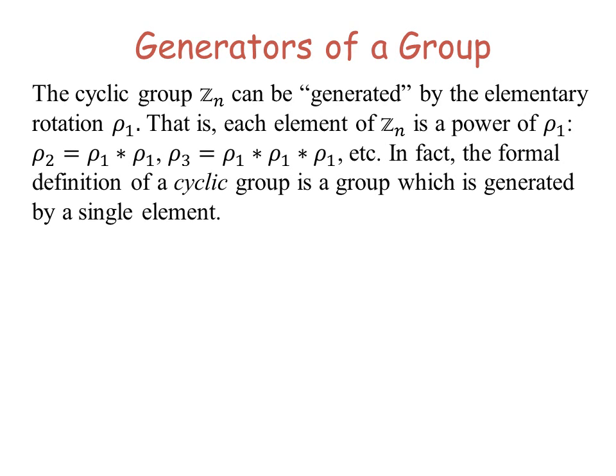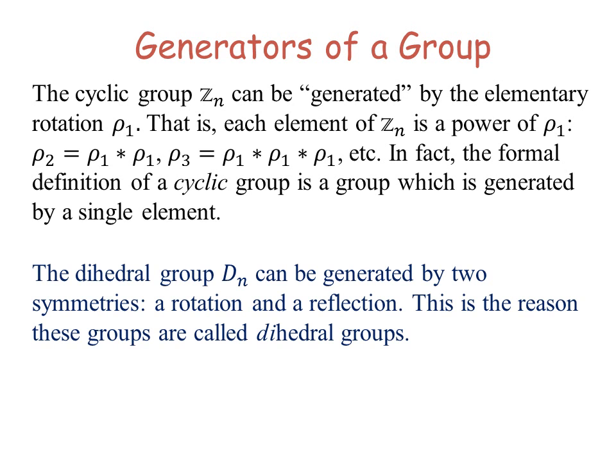In the cyclic group Z sub n, every element can be generated by the first rotation, rho sub 1. That is, each element of Z sub n is a power of rho sub 1. Rho sub 2 equals rho sub 1 star rho sub 1. Rho sub 3 equals rho sub 1 star rho sub 1 star rho sub 1, and so forth. In fact, the formal definition of a cyclic group is a group which is generated by a single element.